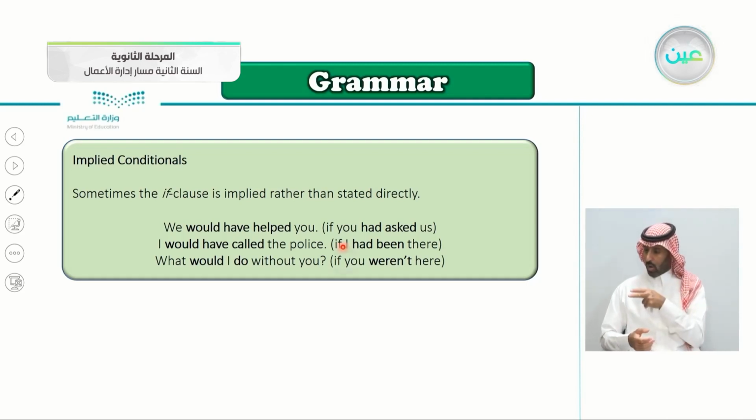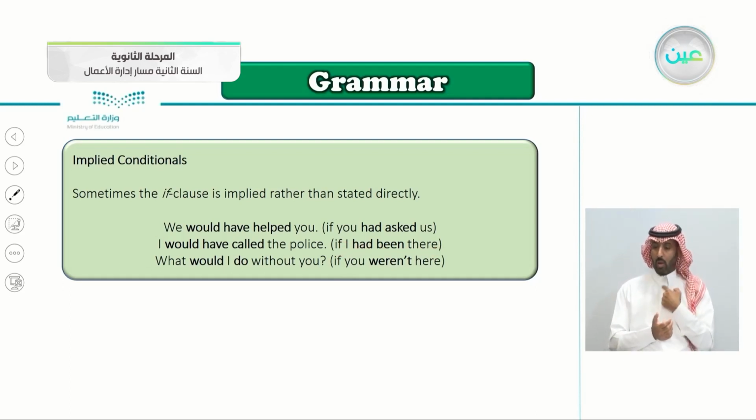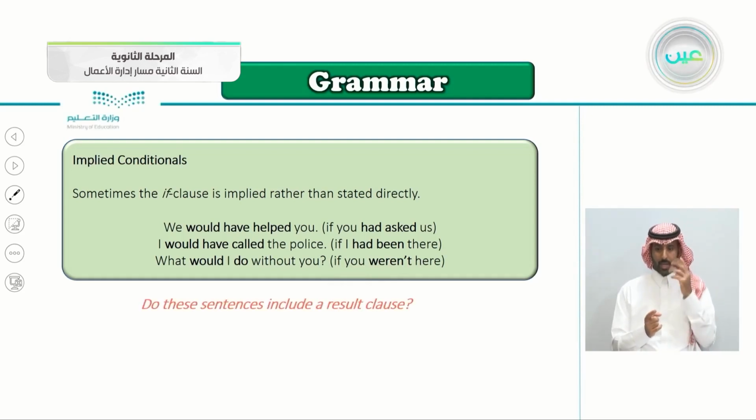So this is the if clause. You don't have to say it. It's implied. I would have called the police. What would I do without you? So the if clause here is if you weren't here. So this is what it means to imply something. It means that you understand it. That's why you don't have to say it.